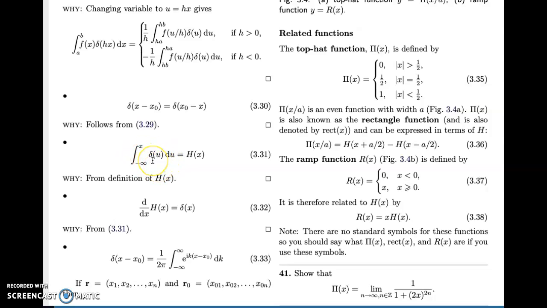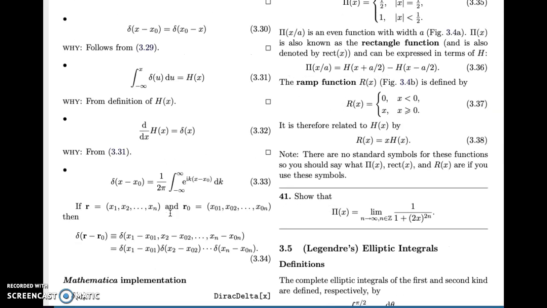If you integrate delta from -infinity to x, you get 0 unless x equals 0, in which case you get a half, and if x is greater than 0, then you're going to get 1 by the definition of the delta function. And then, yes, if you differentiate this, then you end up with this. So this is a particularly useful property of the delta function that we'll use when we consider Fourier transforms in particular. I'm not going to justify it.